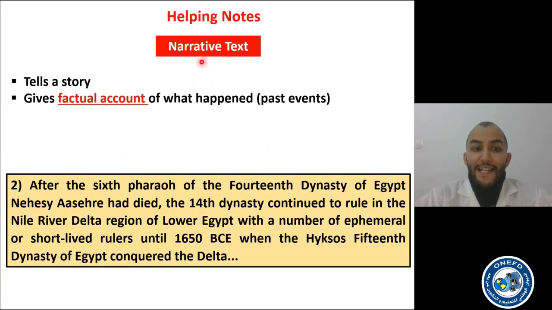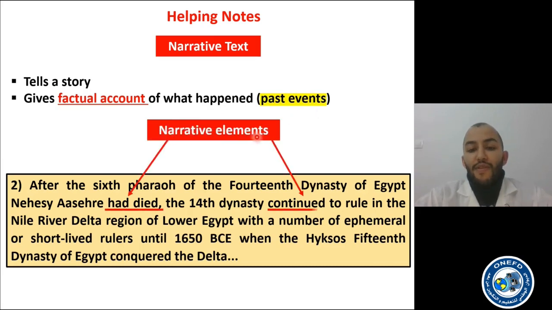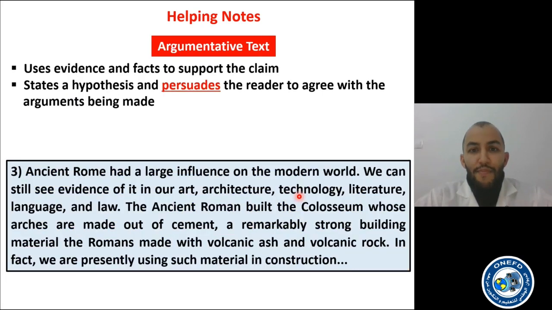Okay, this text generally tells a story. And in other instances, it gives a factual account of what happened in the past, always past events. So look at these narrative elements. Okay, look at the verbs here. They're all in the past tenses, either past perfect or past simple. All right. The third type, argumentative text.